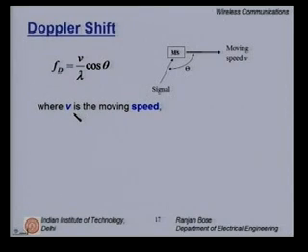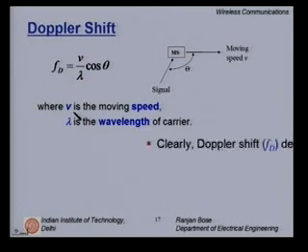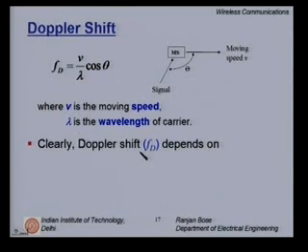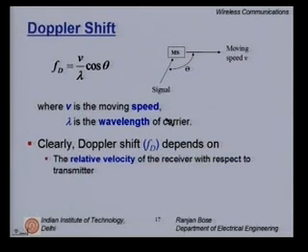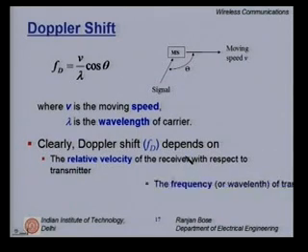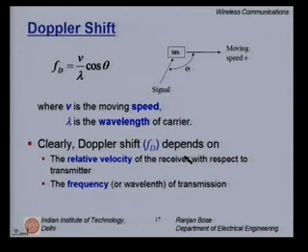V is the mobile speed, lambda is the wavelength of the carrier. Clearly, the Doppler shift Fd depends on the relative velocity of the receiver with respect to the transmitter and the frequency of transmission, which in turn translates to the wavelength lambda. So the effect of the Doppler shift is more pronounced at smaller wavelengths. As we go into millimeter wave communication or higher, the Doppler effect becomes more prominent.